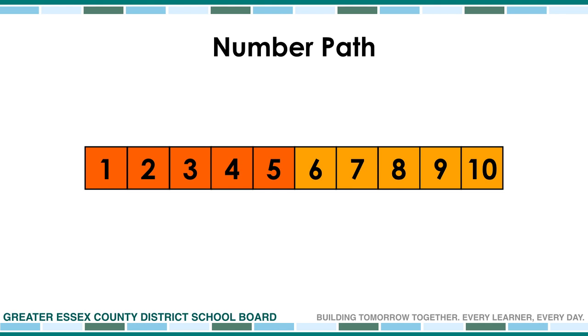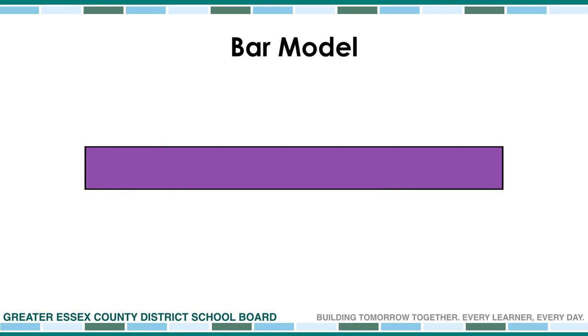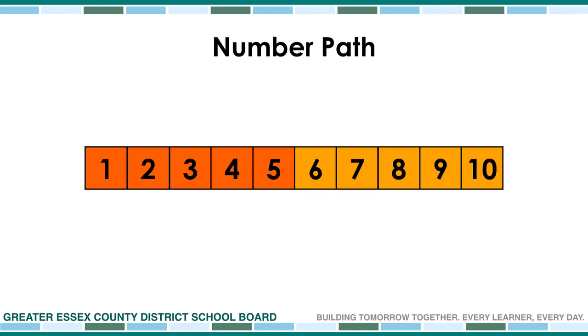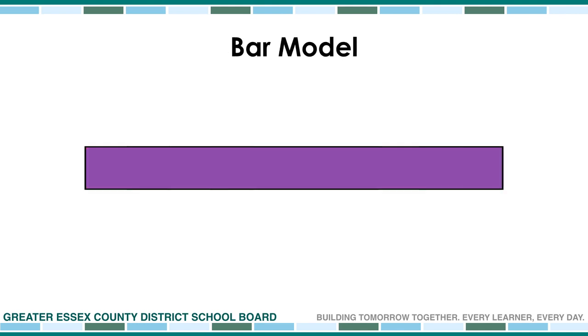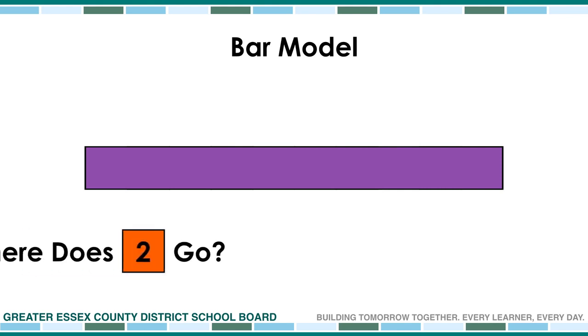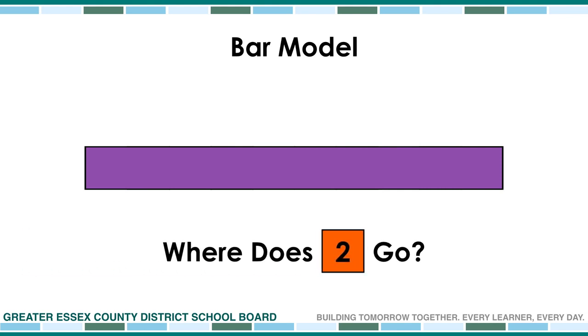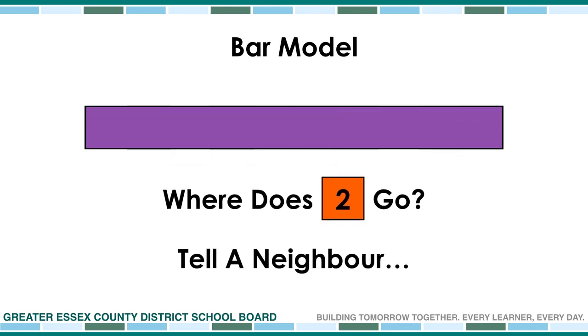Now, if I was to cover this number path up with this bar, we still know there are 10 squares underneath. A good way to develop student understanding of magnitude would be to ask students where about they think the number 2 or the second square would go. We could then ask them to tell a neighbor or their siblings if you're at home while you're doing this. Ask them to point on the screen or on the paper if you've cut these out to get a sense of their understanding of magnitude.